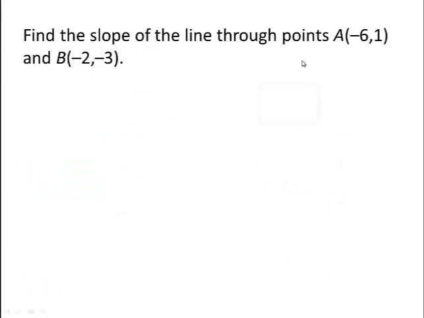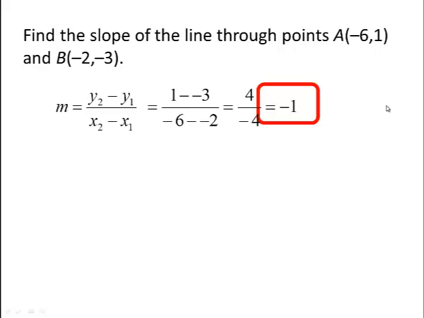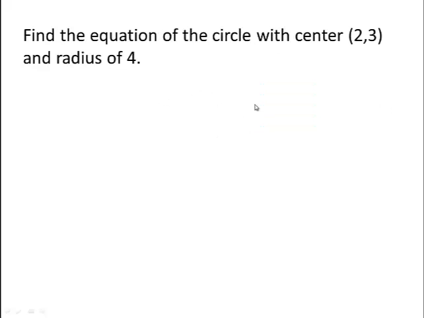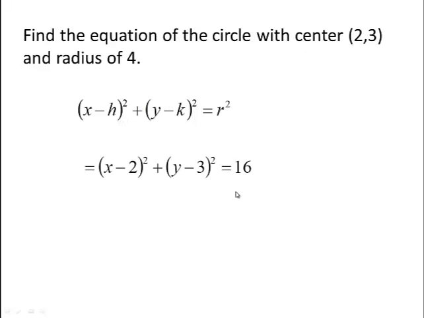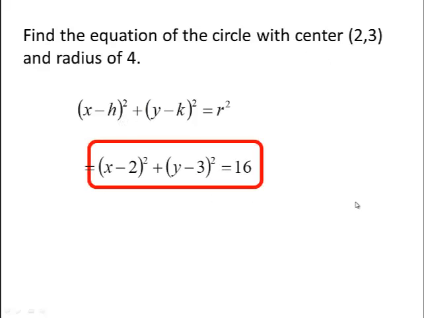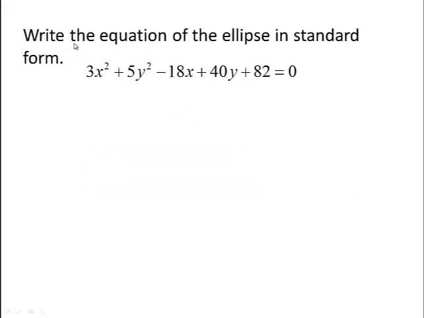Okay, the slope of the line should be -1. Find the equation of the circle. Well, you know that the standard form of a circle is this, and this is my center, so we're going to get this for my answer for the equation of that circle.